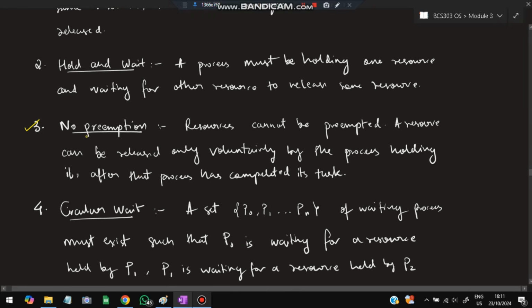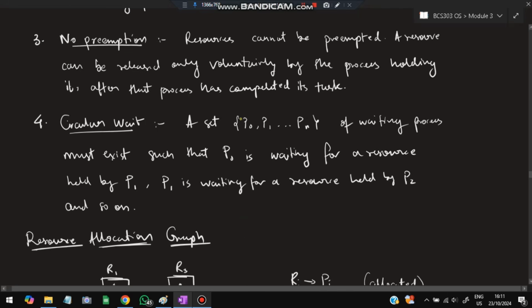Third, there should be no preemption. If there is no preemption, the resource held by a process cannot be preempted by anyone, meaning stopped from holding it. In that case the process will continue holding it as long as it wants. Next is circular wait. Circular wait, as I discussed, is a deadlock. P0 is waiting for P1, P1 is waiting for P2, and so on till Pn, which is waiting for P0. Okay, that is circular wait.